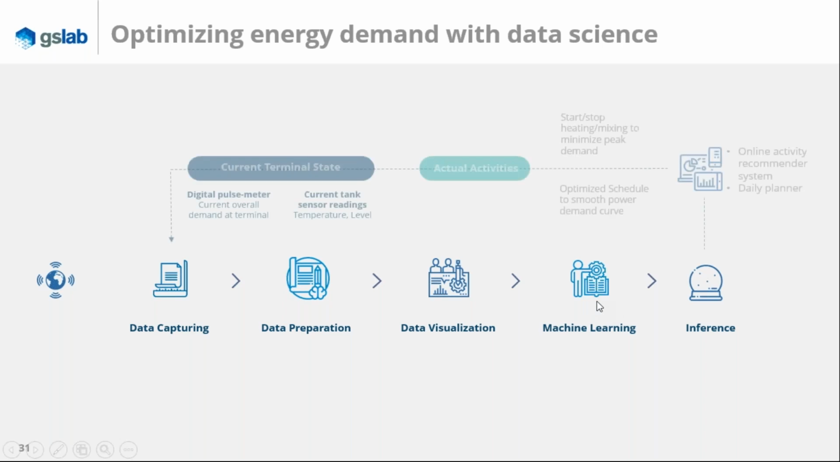So these models are typically fed into an online activity recommender or a daily planner, which can help us set out what the various activities at the terminals should be in such a way that the peak power demand at the terminal is smoothed out so that our peak demand during a day is reduced. By reducing the peak power demand, we actually reduce the utility bill, and that's where we get the business ROI. So this is an example where we are using data science as part of a bigger digitalization exercise, and the business ROI of a data science model is not immediately obvious, but it is this business ROI which validates the entire exercise.